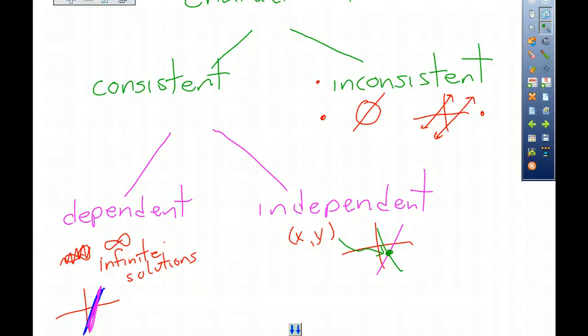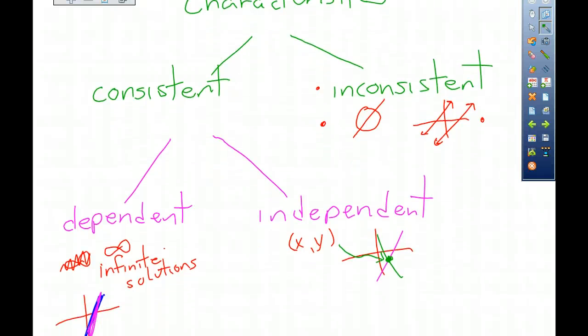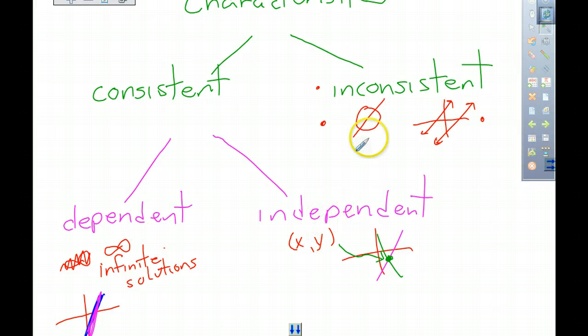So this is just another way. It's basically the same thing that's on page 118. That's all in Word, but as you can see, it's impossible to have an independent or a dependent and inconsistent. So inconsistent is kind of by itself, and no solution is kind of by itself. And then over here you have two possibilities: consistent and dependent, consistent and independent.